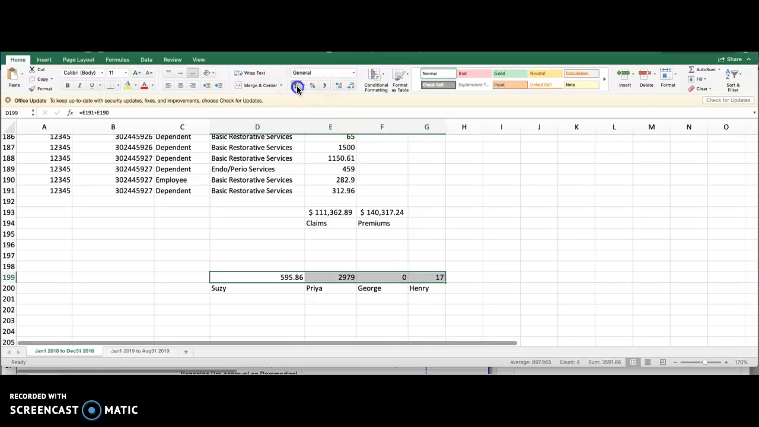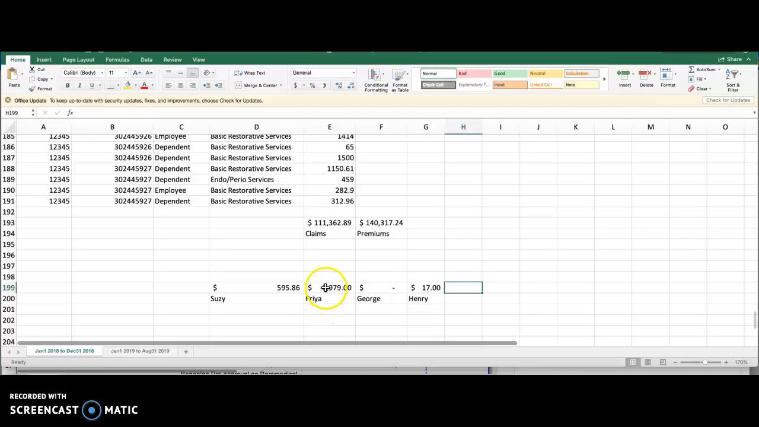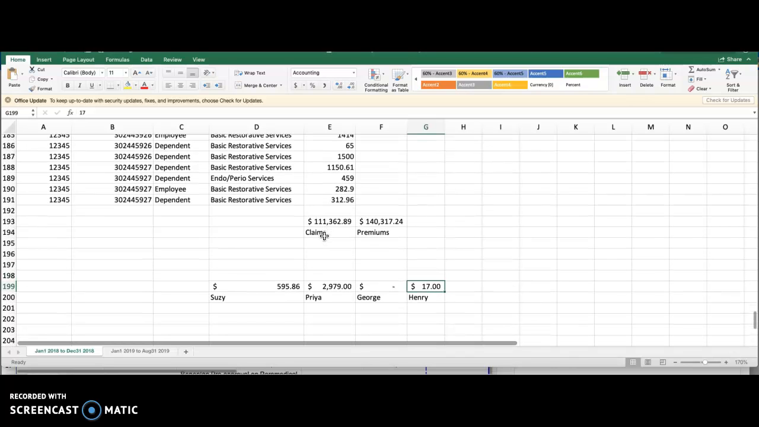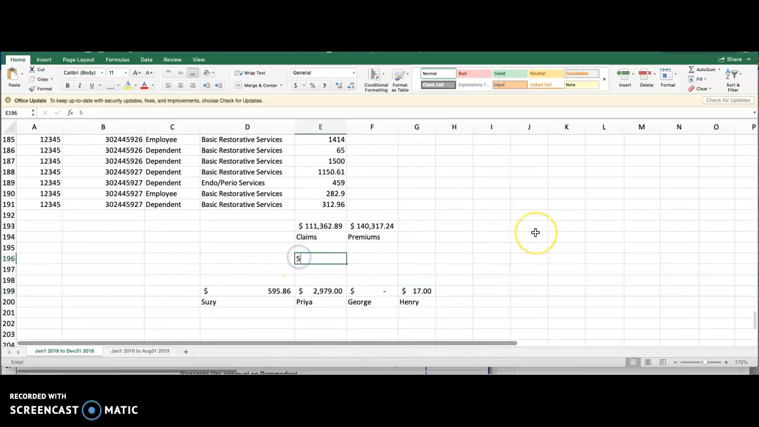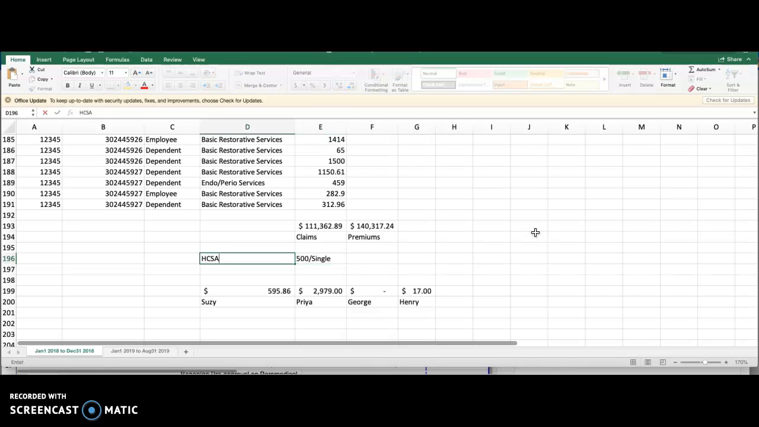Okay, so let's look at the real experience for employees. Priya was able to claim a certain amount. Susie was able to claim a certain amount. George 0 and Henry $17. So in order to give everyone a health spending account, you have to define, well, what is the health spending account limit I'm prepared to give? Maybe we want to give $500 per single and maybe $1,000 per family.